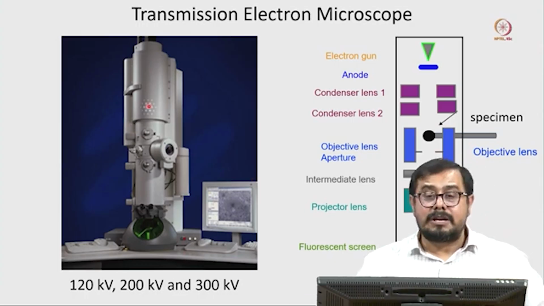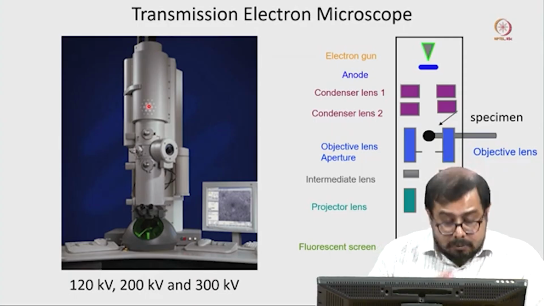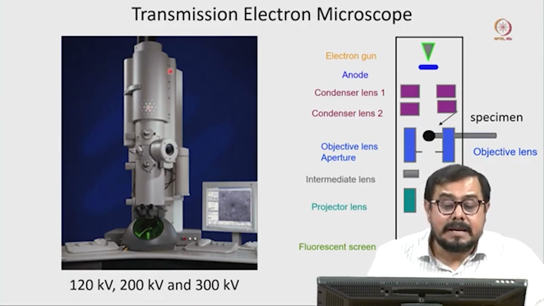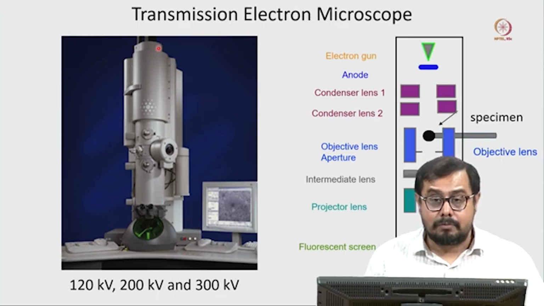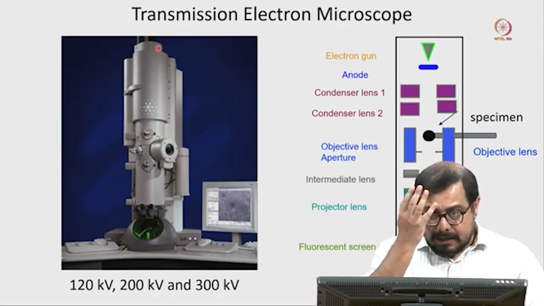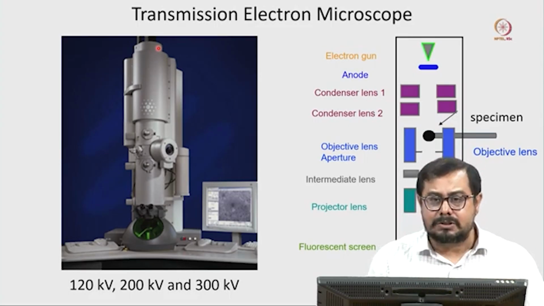But why can we not see all this lens system? Why can we not see the electron gun? We cannot see all of these things because this entire system is under a high vacuum. If you do not have a high vacuum, the electron beam cannot come and illuminate your sample, and it cannot pass through your sample.